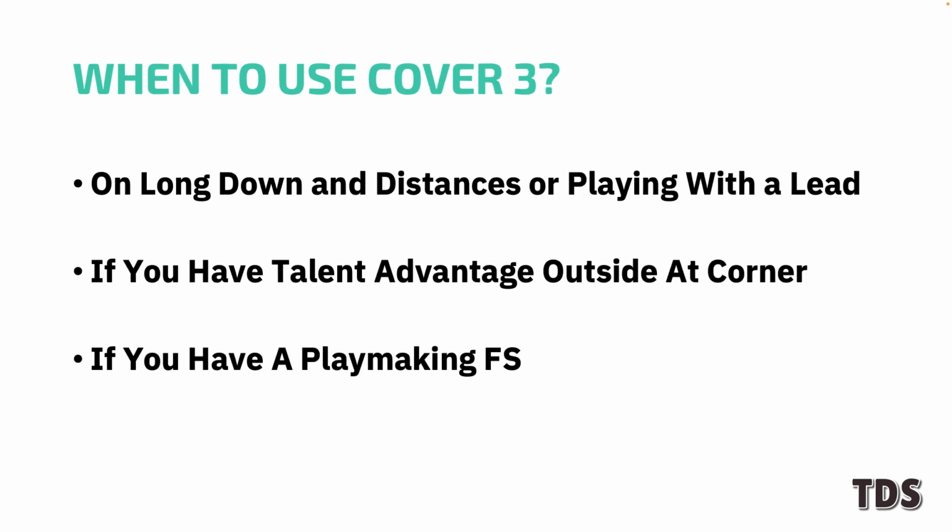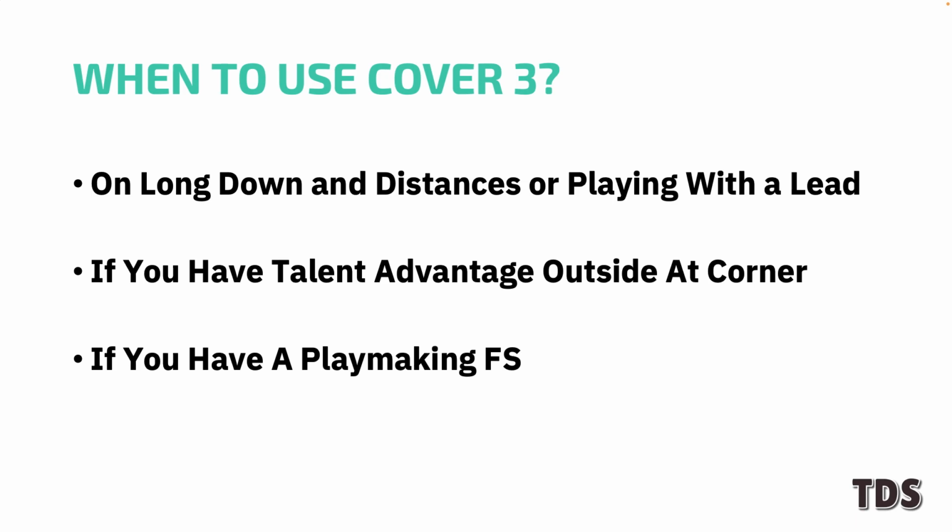So when to use cover 3, very effective on long down and distances, or when playing with a lead. It's quite a safe coverage in general, particularly if you're playing with off corners. It's very effective if you have a talent advantage at outside corner, because if you can isolate that 1-on-1 and say you've got the numbers covered off outwards by your corners, you can really focus that energy and that zone responsibility inside the numbers and start to squeeze the field and narrow the field.